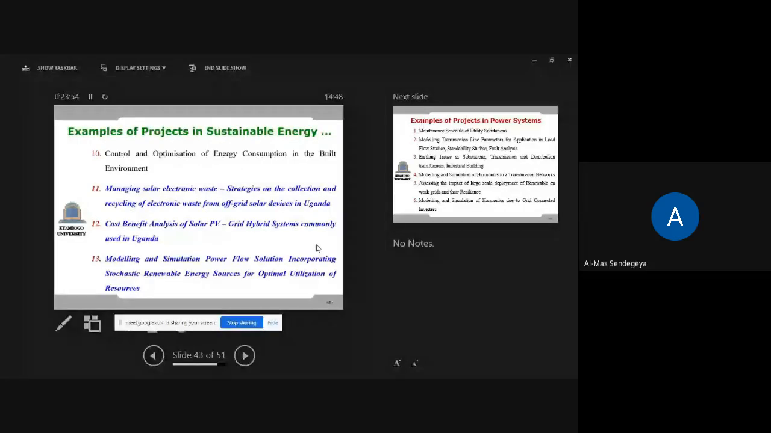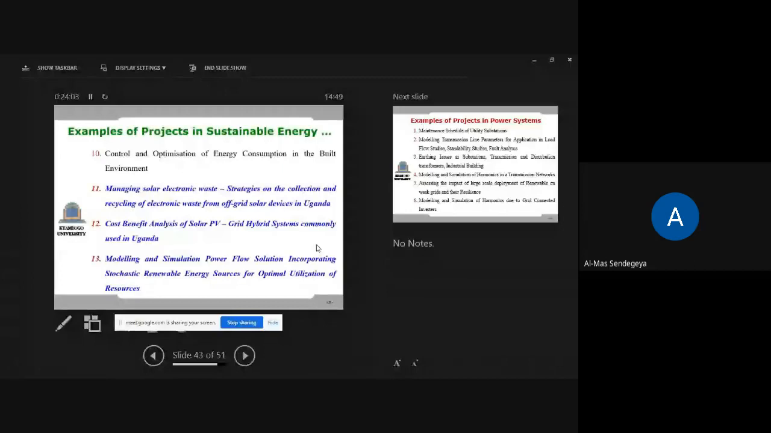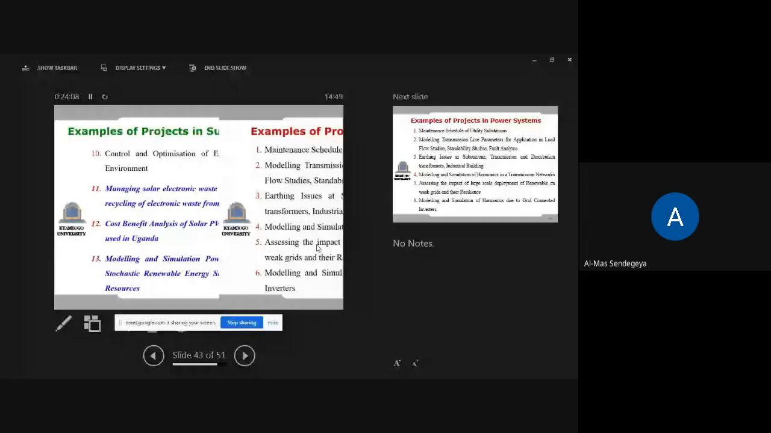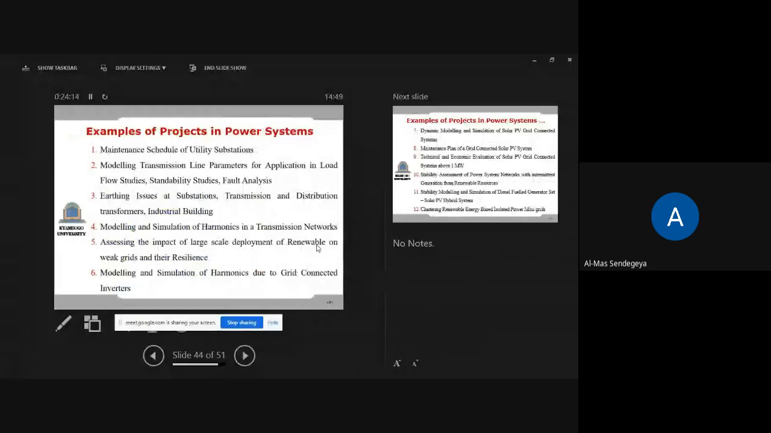Modeling and simulation of power flow. Power flow has been a challenge in the model we have been working on. We need people to think about power flow models for mini grids. In power systems, these are some of the projects I managed to identify. Maintenance schedule for utility substations. Utility companies have problems in maintenance. Some of the power cuts and outages we have in Uganda are because of poor maintenance.